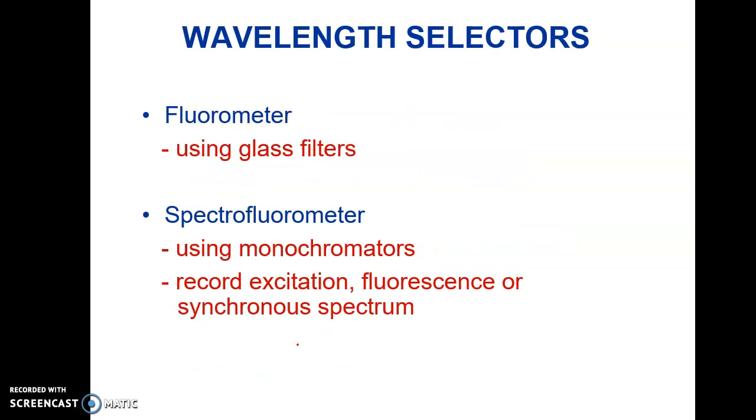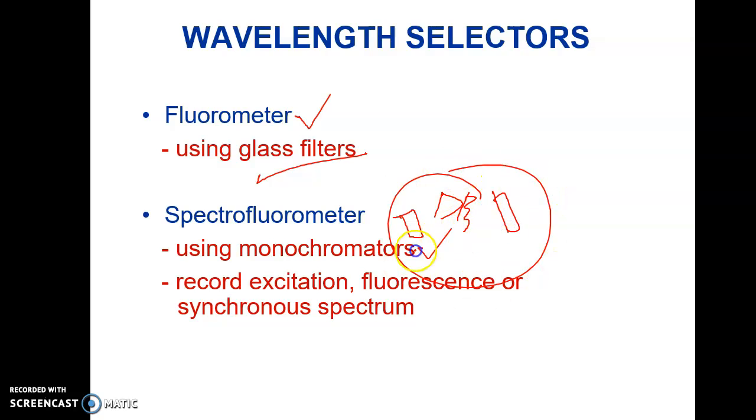Okay, the same thing as UV visible spectroscopy. If you use only a glass filter, you will call it a fluorometer. When you use a monochromator, we have slit, prism or grating, and also slit again. So you have two sets of this, you call it a spectrofluorometer.